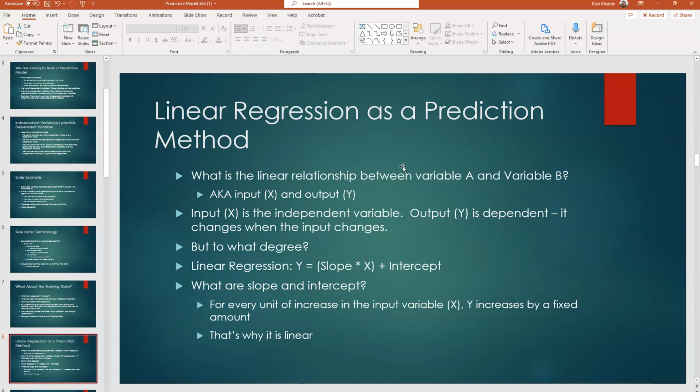The slope is the amount that your line changes with every unit of increase or decrease. So we'll have to take a look at it, but it's very predictable, very common, and very simple. That's why we call it linear, because it's always going to change in the same way. It's always going to change in a linear fashion.